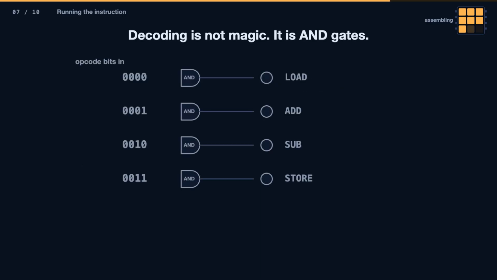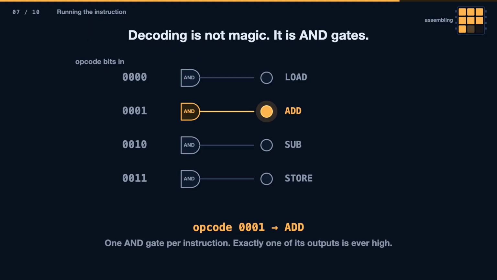Decoding it is not magic either. It is one AND gate per instruction. Each gate watches the opcode bits and fires only for its own pattern. Exactly one output line is ever high. That line switches on the circuit that does the work. Opcode 0001 lights the add line.